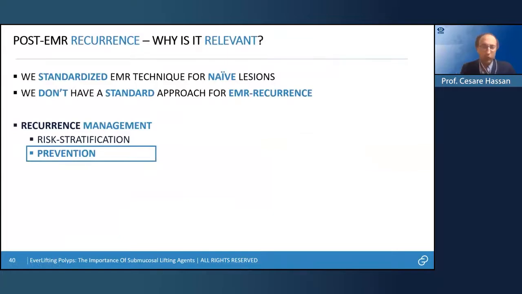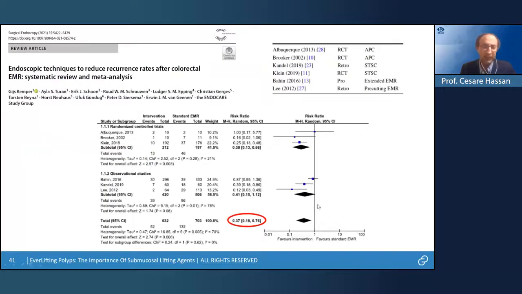Secondly, we need to prevent. I guess that Doug has a very nice video, so I will go quite quickly. After you do an EMR, you can do some thermal ablation on the margin of the defect. It may be tip snare coagulation, it may be APC.